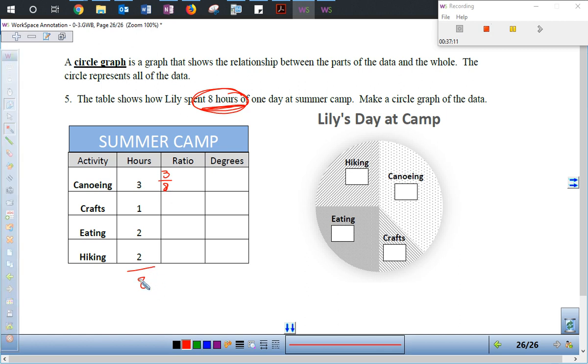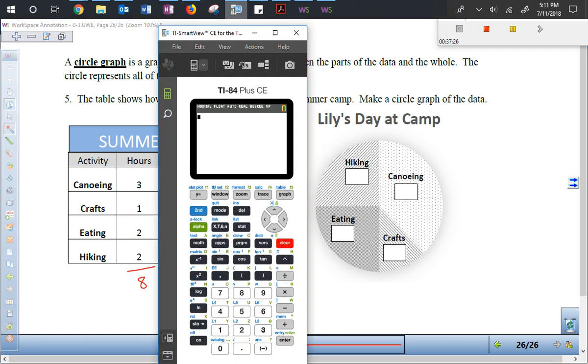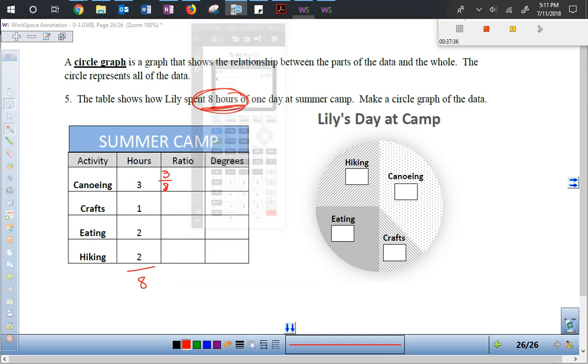Now what I would like you to do is get out your calculator. If you don't have it out yet, go ahead and pause the video and get it out. And we're going to find what 3 over 8 is as a decimal. So in our calculator, we can put 3 divided by 8, and we get a terminating decimal, which is good, of 0.375. So next to 3/8, I want us to put equals 0.375.